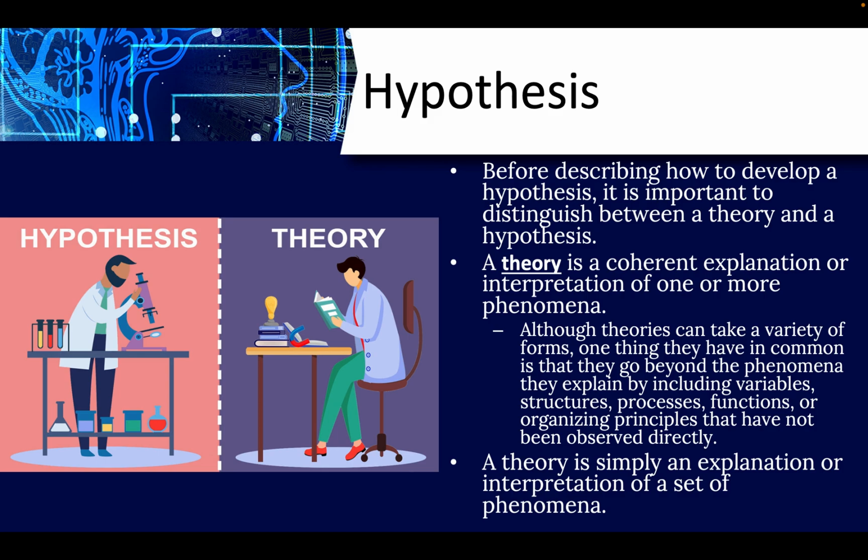Before describing how to develop a hypothesis, it is important to distinguish between a theory and a hypothesis. A theory is a coherent explanation or interpretation of one or more phenomena. Although theories can take a variety of forms, one thing that they have in common is that they go beyond the phenomena. They explain by concluding variables, structures, processes, functions, or organizing principles that have not been observed directly. A theory is simply an explanation or interpretation of a set of phenomena.